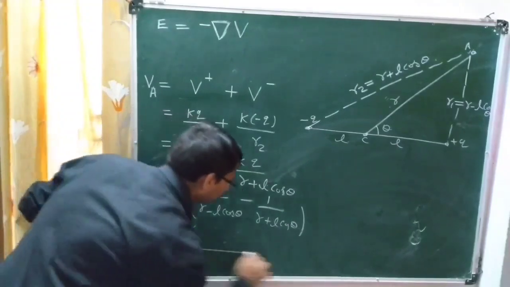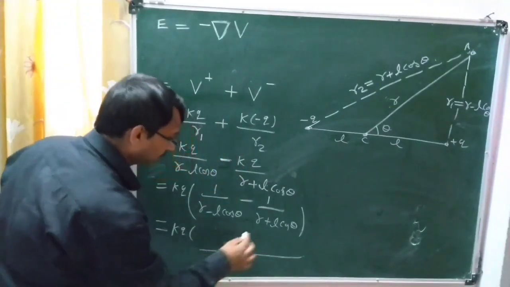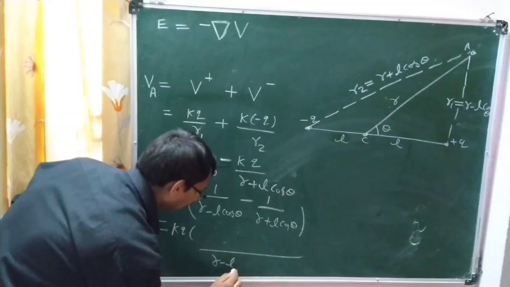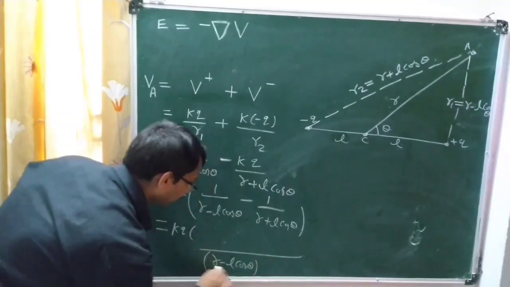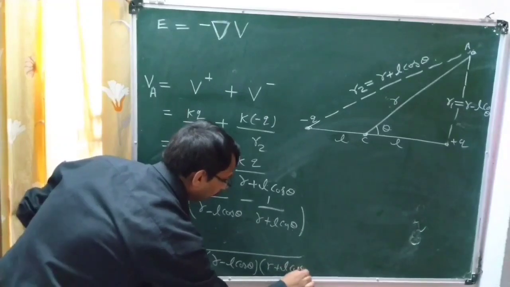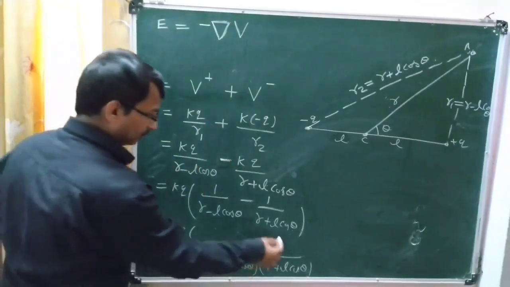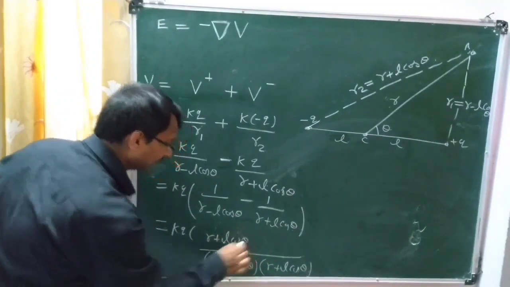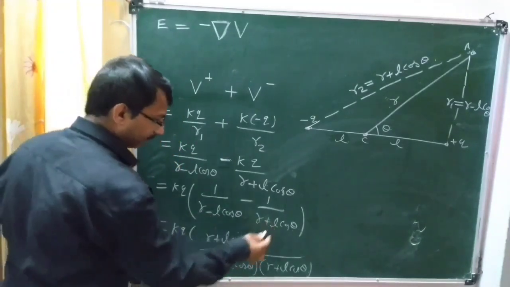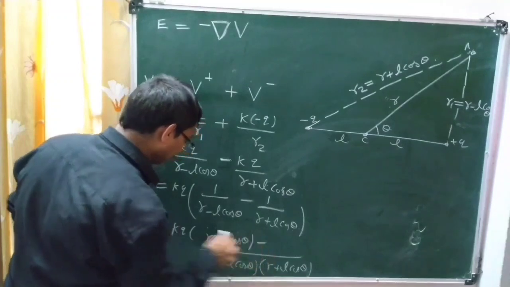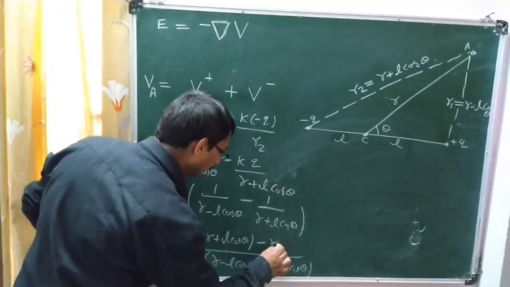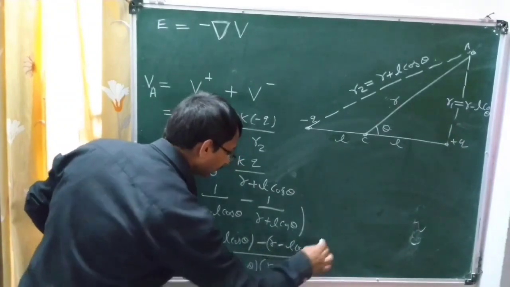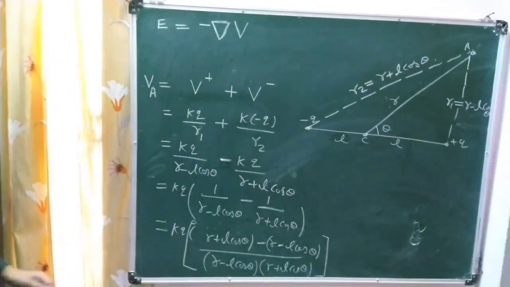kq, with the denominator r minus L cos theta times r plus L cos theta, and the numerator will be r plus L cos theta, and this minus term will come here, minus r minus L cos theta. It is a simple exercise for you.